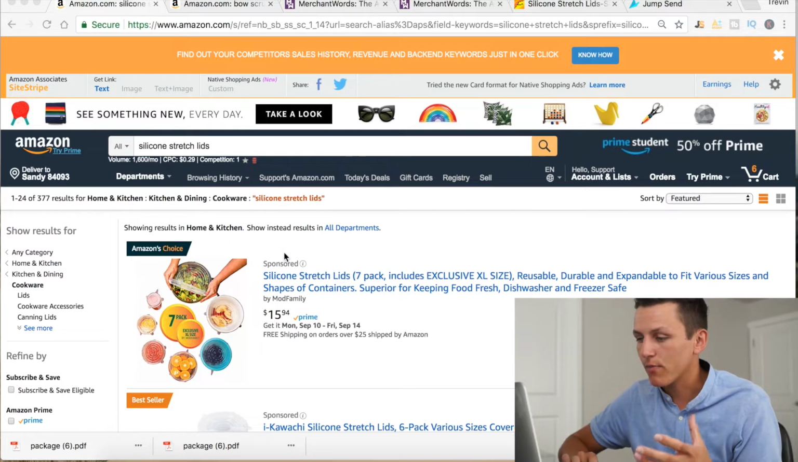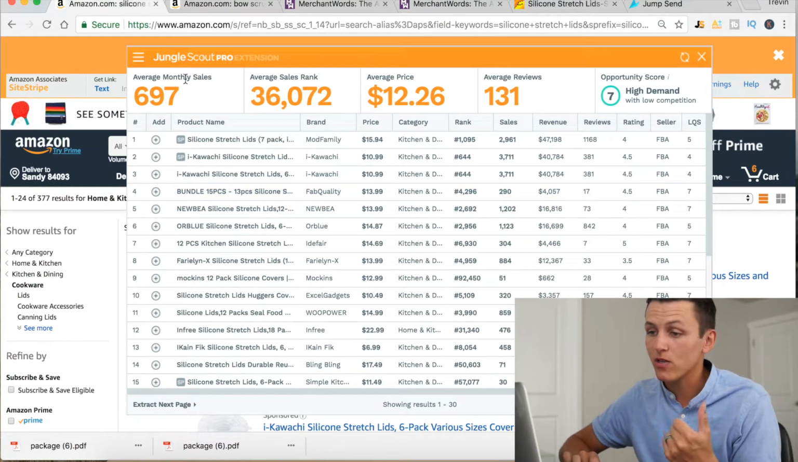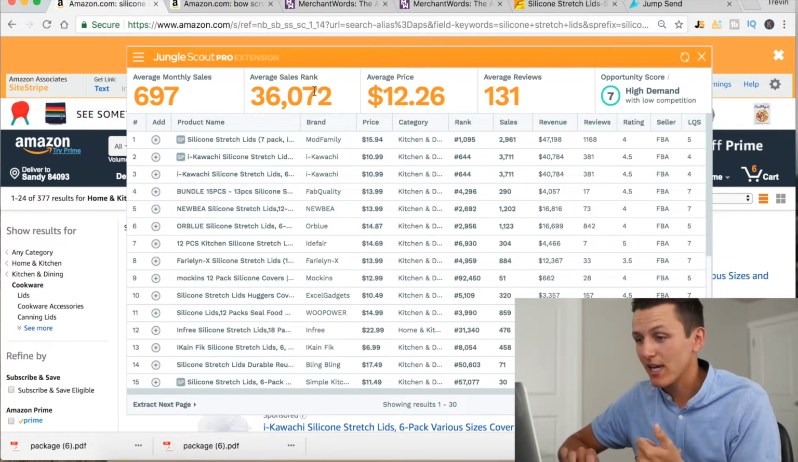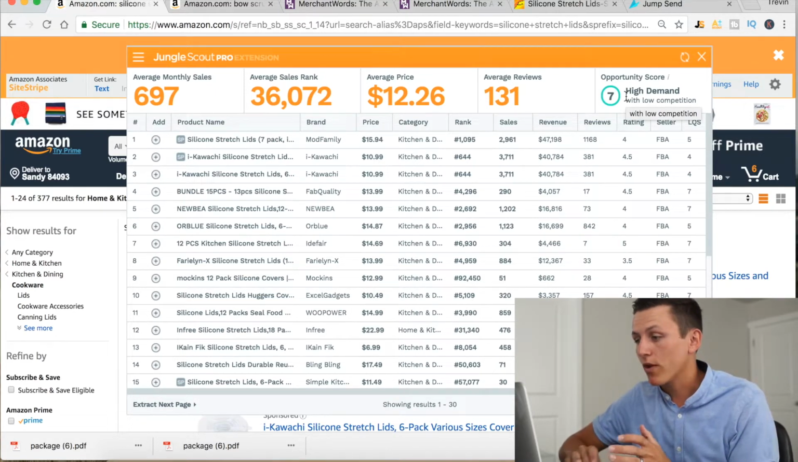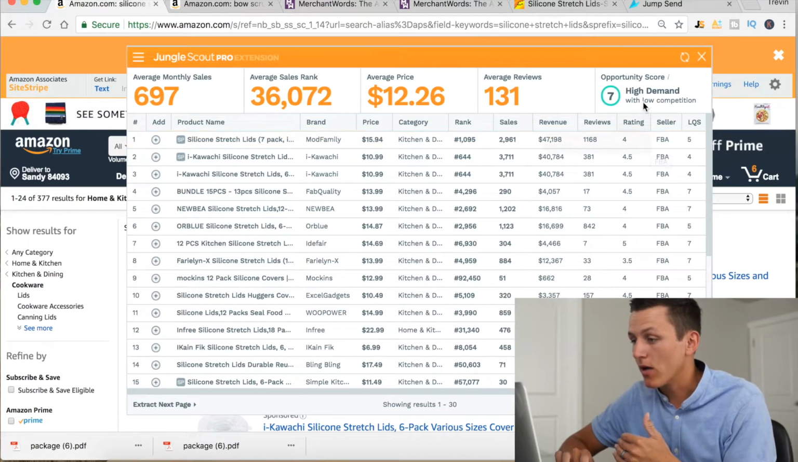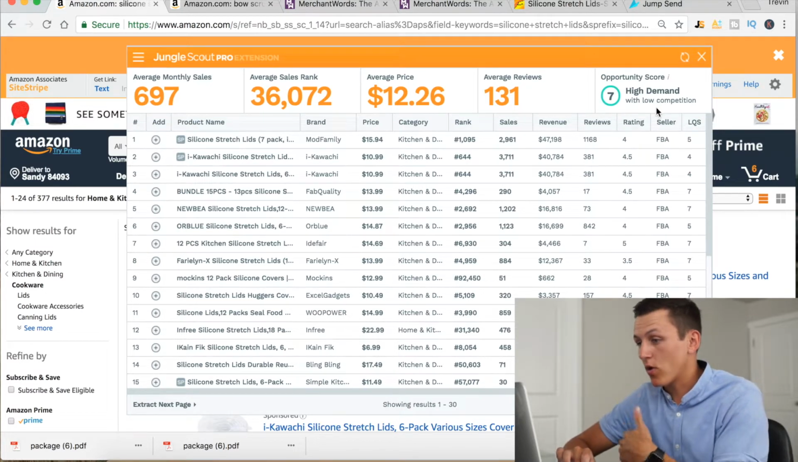And as soon as you find a product that sounds interesting, you're going to use the Jungle Scout Chrome extension. If you don't know what this is, in a nutshell, it basically shows you the average monthly sales, sales rank, average price, average reviews. Then it shows you whether or not the product is in demand and what the competition is like. So basically what you're looking for is a product that's in demand and with low competition.